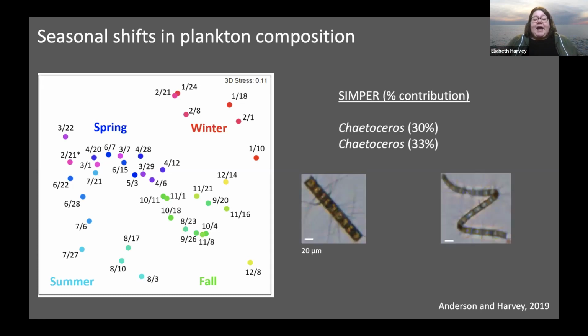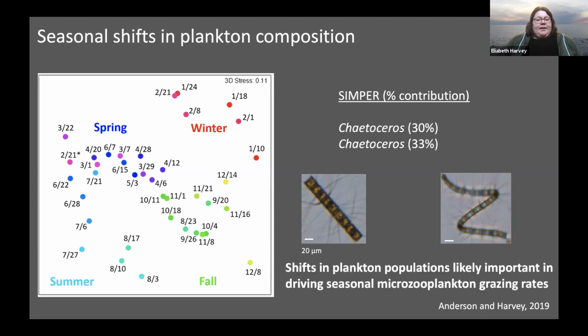And what we got from that really is that Chaetoceros species became very abundant right at that shift in the middle of the summer. And so these cells really described the differences between community structure that we see in the winter, spring, summer, and fall. And likely are very important in driving grazing rates.